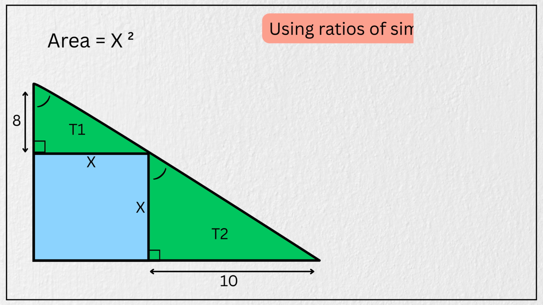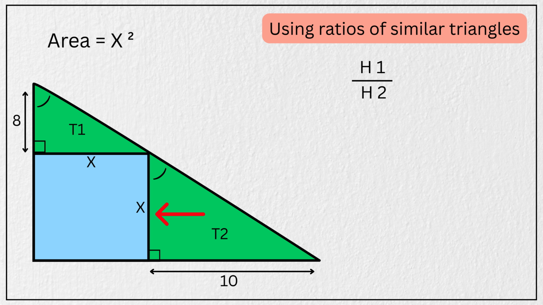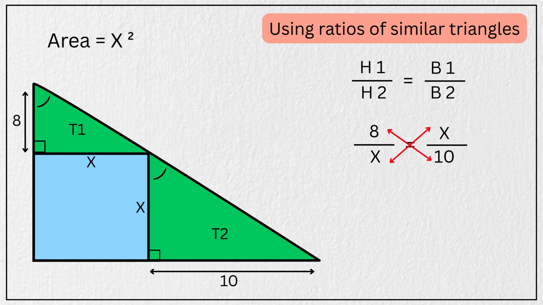So using the ratios of similar triangles, we have the height of the first triangle divided by the height of the second triangle equals the base of the first triangle divided by the base of the second triangle. So substituting the values we get, 8 divided by x equals x divided by 10. And by cross multiplication, we get x times x equals 8 times 10. And simplifying this, we get x squared equals 80.